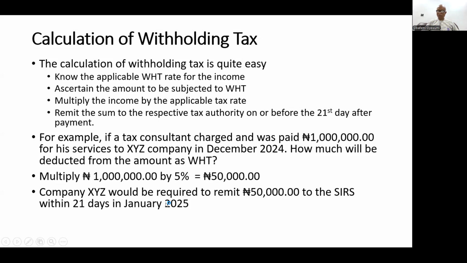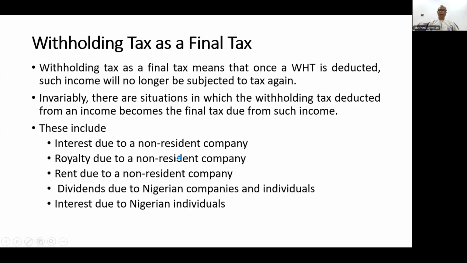Let's look at withholding tax as a final tax. Withholding tax as a final tax means that once withholding tax is deducted, such income will no longer be subjected to tax again. That's what it means.